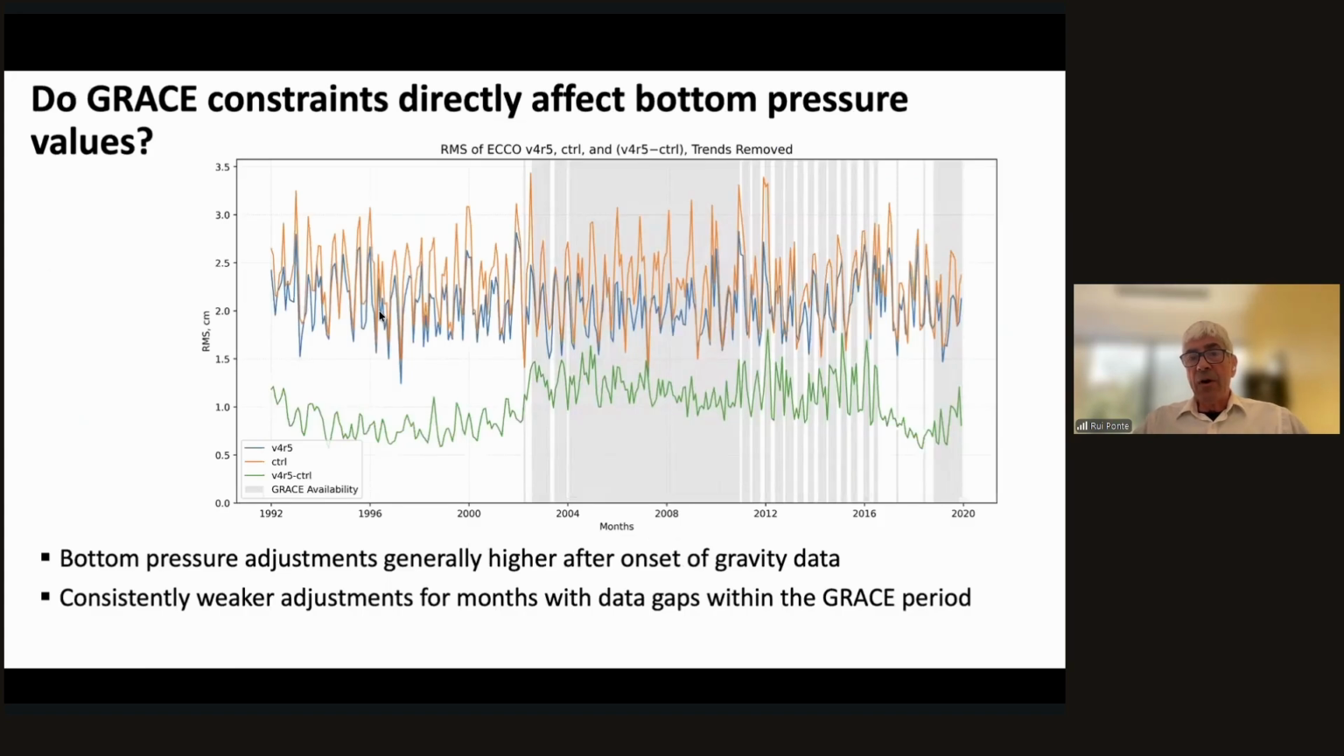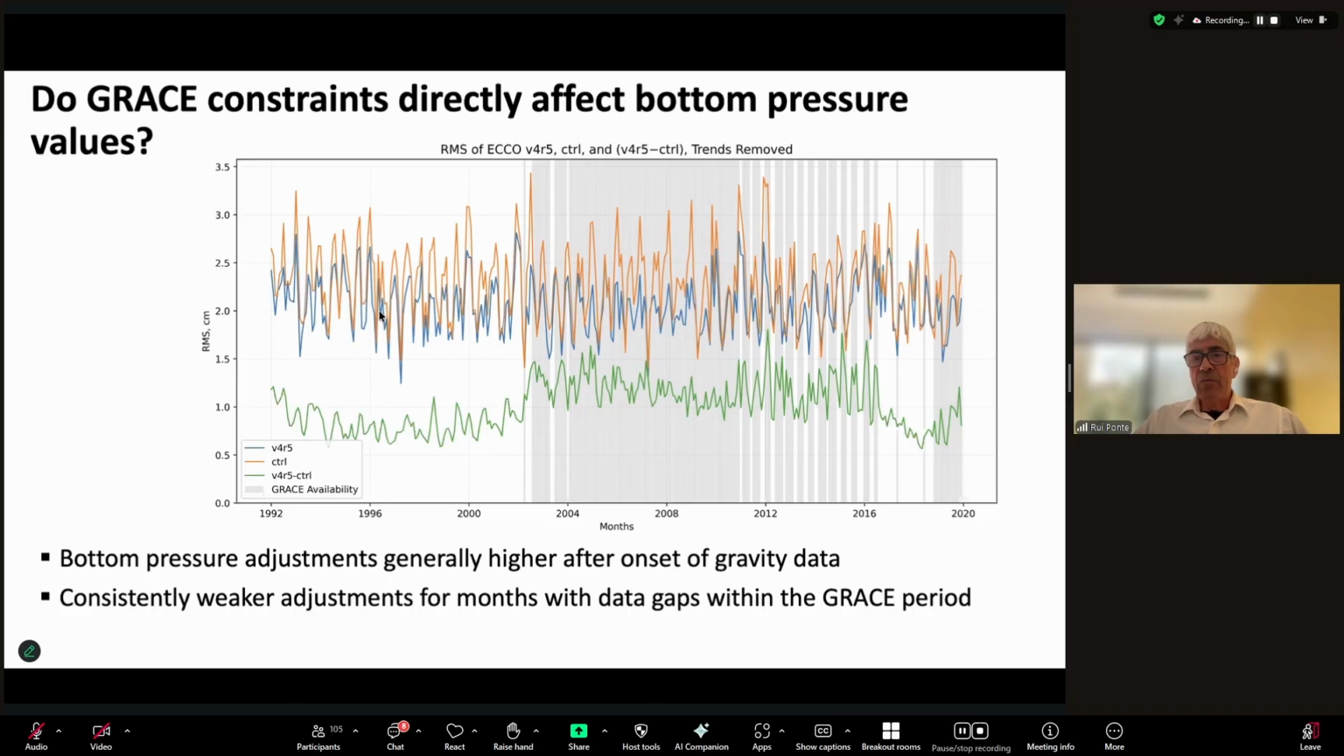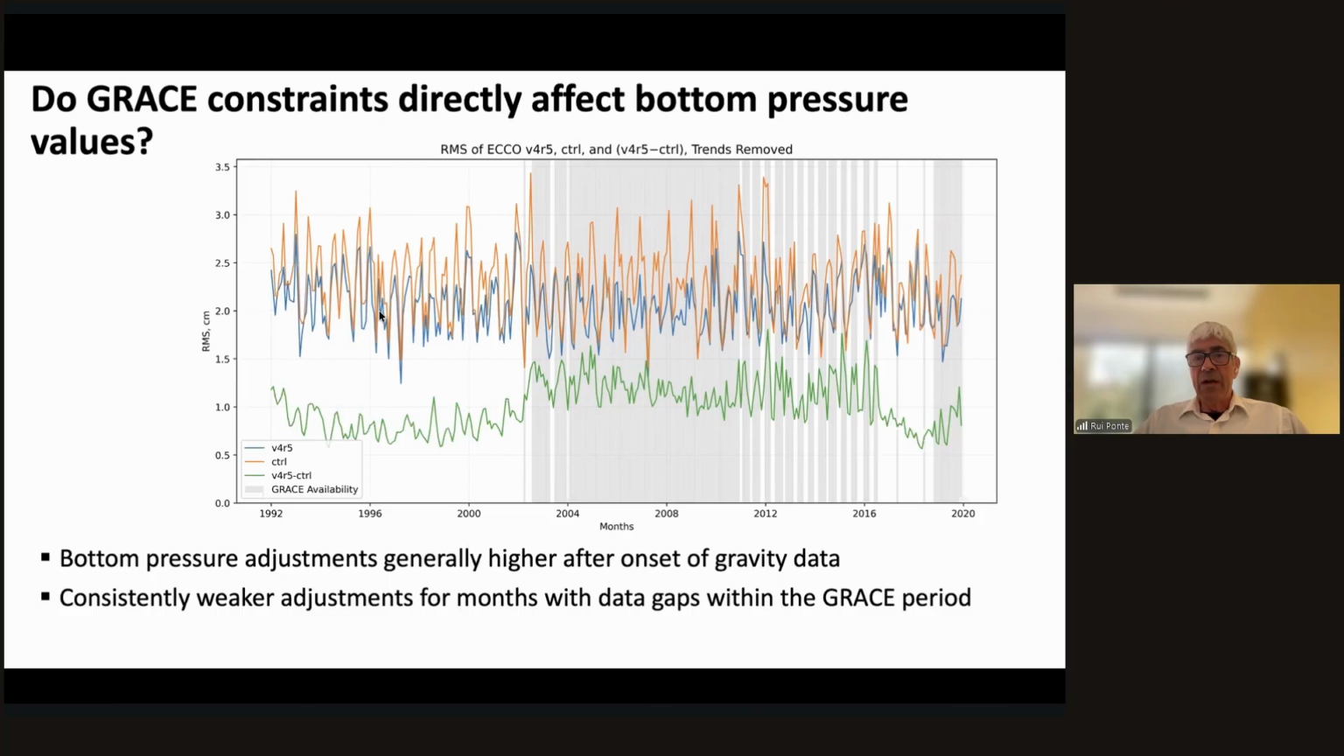All we've seen so far does not isolate direct effects of constraining to gravity data. The adjustments to bottom pressure could in fact come from any of the other data constraints used, like satellite altimetry and in situ hydrography. To shed light on this issue, we plot the RMS of bottom pressure adjustments as a function of time, which is shown in green, and highlight with shading the periods where gravity data is available for a simulation. What the green curve shows is consistently higher bottom pressure adjustments over the GRACE period.